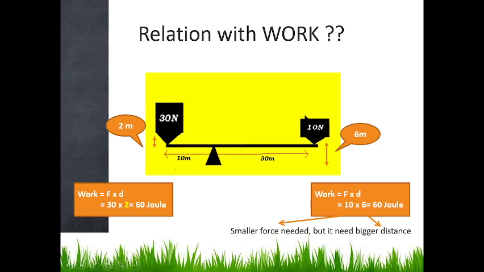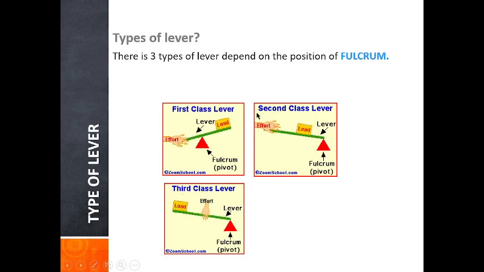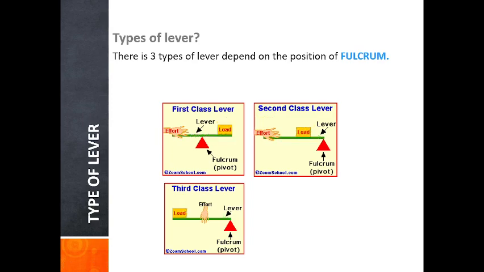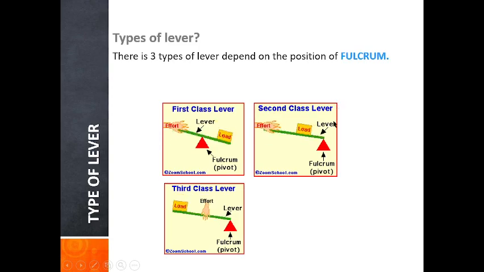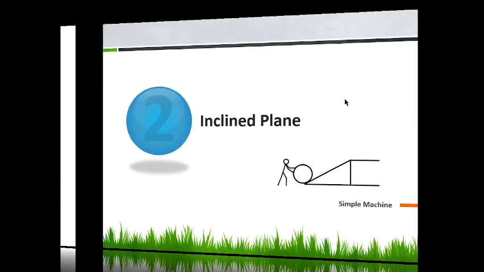Okay, so that's the conclusion. Smaller force needed, but it needs bigger distance. There are also three types of lever. You can see the combination here. You can search in Google for examples. It's only the composition, the sequence that is different, but the concept is still the same.